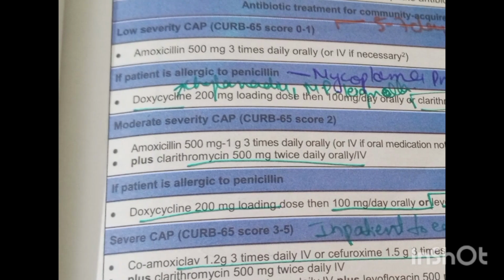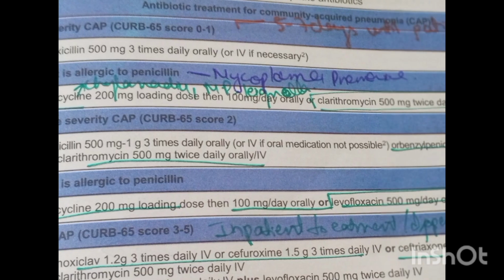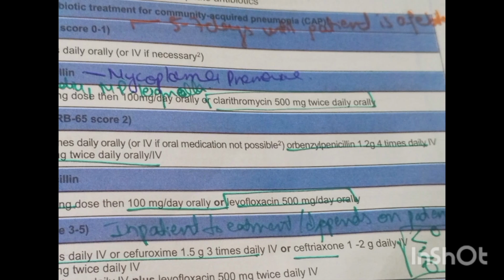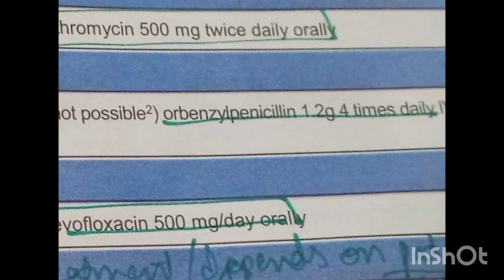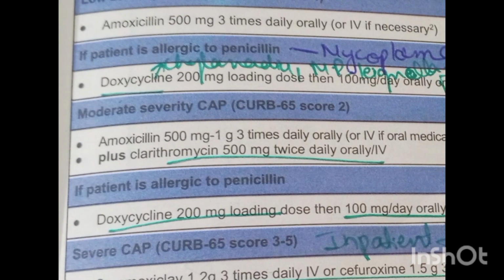And in case of moderate severe pneumonia, if the CURB score is 2, we give him amoxicillin, same as above, and side by side we also give benzyl penicillin 1.2 gram 4 times daily IV. So this is in addition to the amoxicillin. We also add clarithromycin 500 milligram twice daily, orally or IV, in its treatment. And what if the patient is allergic to penicillin?